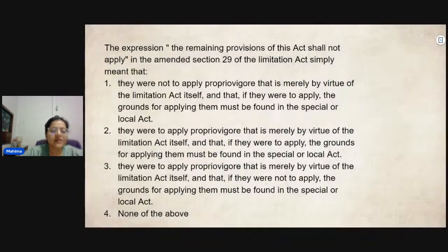Yes. The expression "the remaining provisions of the Act shall not apply" in the amended section 29 of the Limitation Act simply means that they will not apply proprio vigore, that is, merely by virtue of the Limitation Act itself, and that if they were to apply, the grounds for applying them must be found in the special or local act. It is a non-Indian term, a maxim.